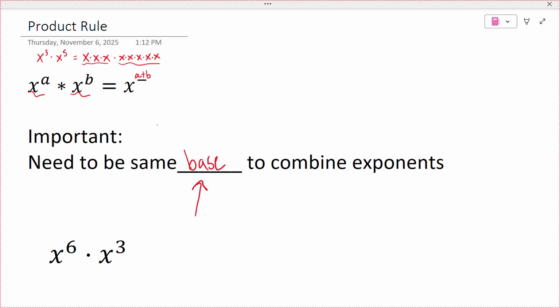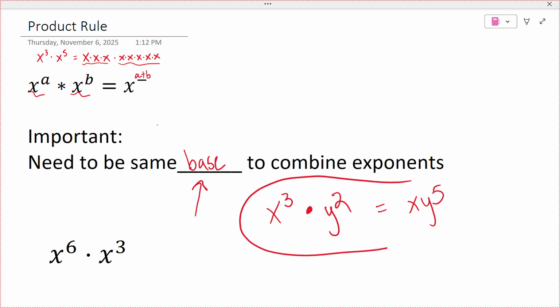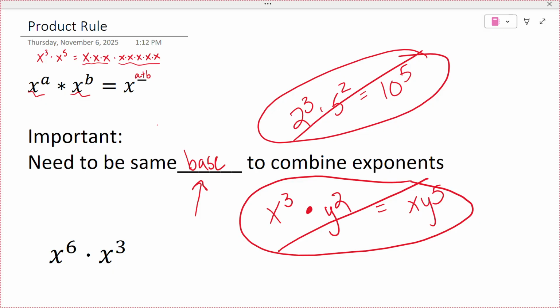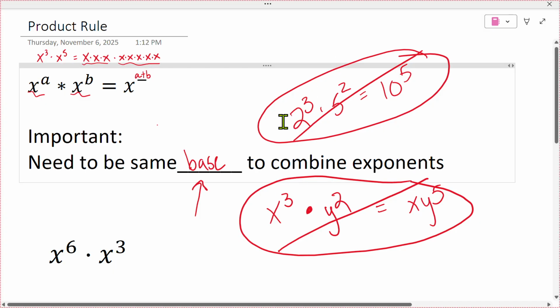Important. They need to be the same base to combine exponents. So I do not take x^3 times y^2 and make some sort of (xy)^5 nonsense. Okay? No, this is illegal, right? Same thing, if I have 2^3 times 5^2, I do not make this 10^5. No. I cannot put the exponents together like that. That would be bad. These are not the same bases.